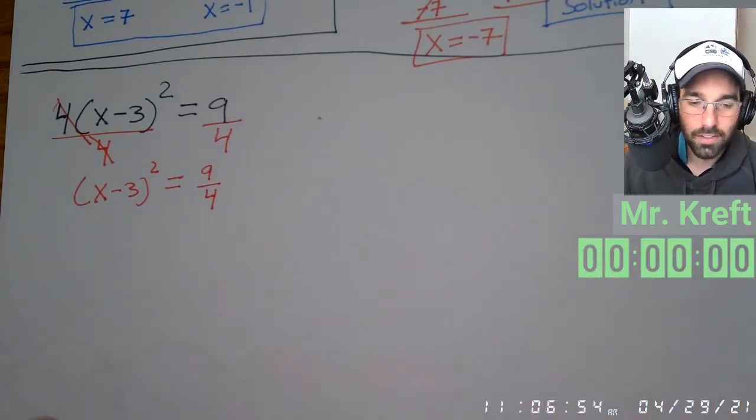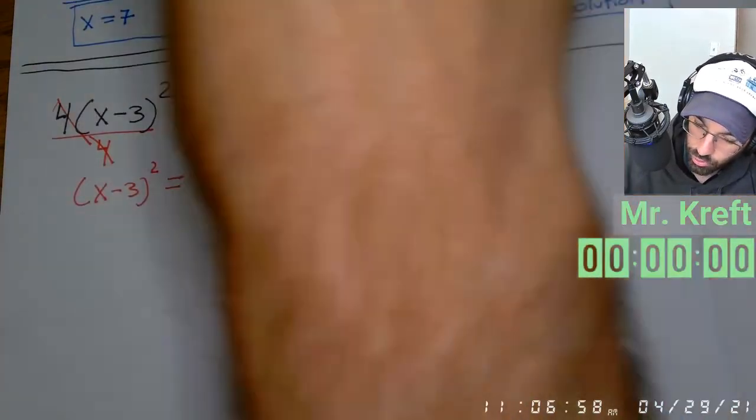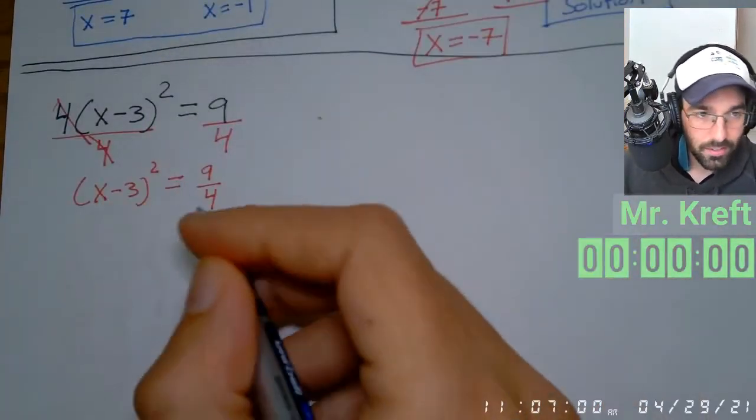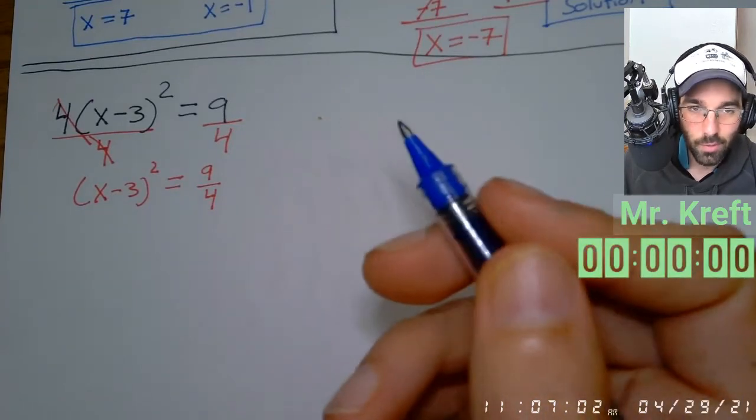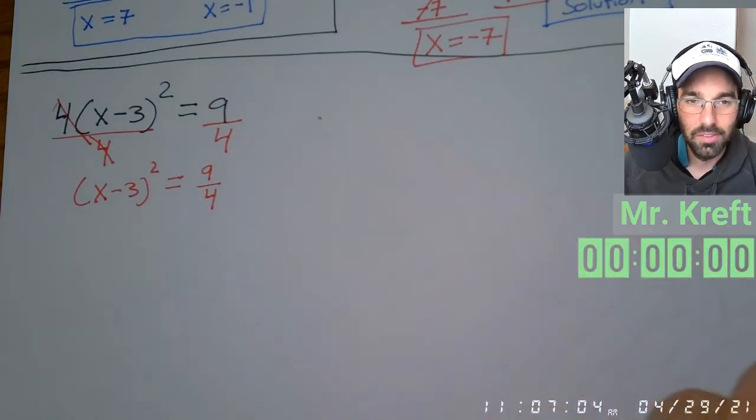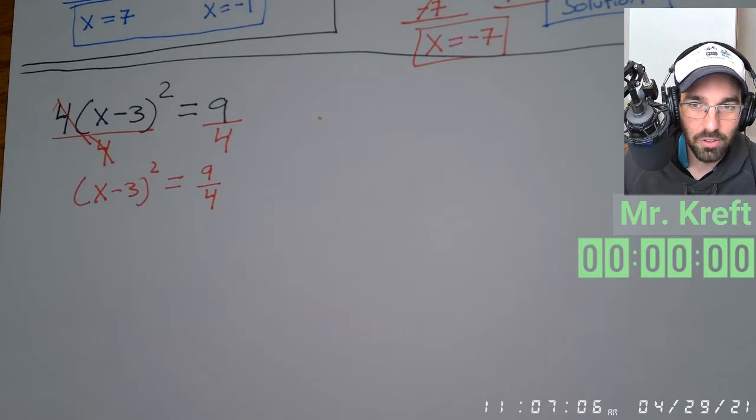And again, fractions are our friends. Fractions are the way to go. We don't want to write this as a decimal. We want to just leave it as 9/4. It's not a whole number, so we leave it as a fraction, because that's what fractions are all about. It's division that we don't want to do.